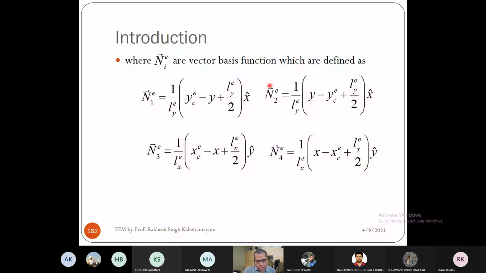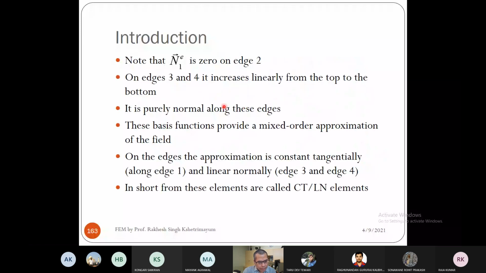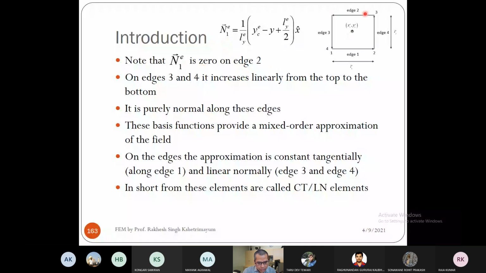Okay, so let us look closely at what this vector basis function is. That's what we're going to do. First thing is this N1. Look at N1. N1 is 0 on the S2. So N1 is for the S1.